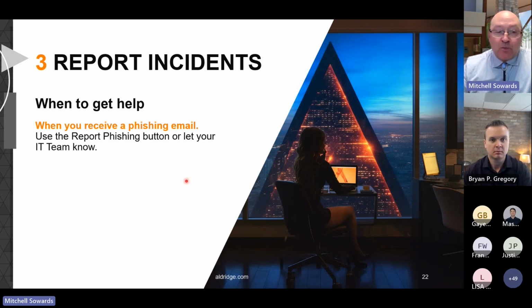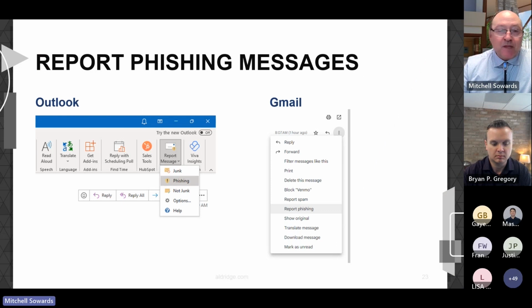So how do you report it? The most common way that we like is to use the built-in tools, use the report phishing button, or if you don't have one, let your IT team know. Here are some examples. If you're in Microsoft Outlook and you use Microsoft Office 365 services, in your ribbon you should see a button that says report message. You can click the little drop-down arrow, and then it'll ask what you are reporting. Is it junk? Is it phishing? Or is it not junk and you want to correct it?